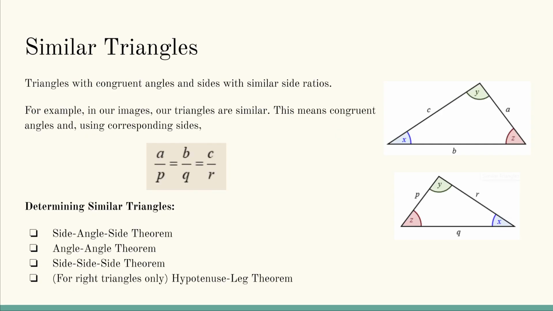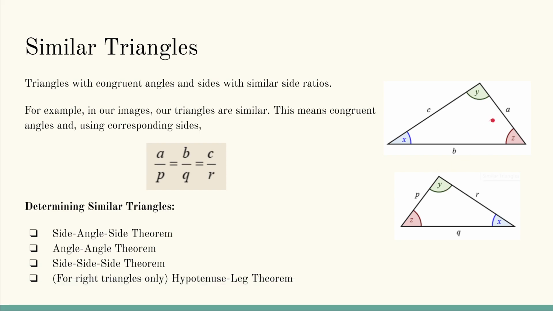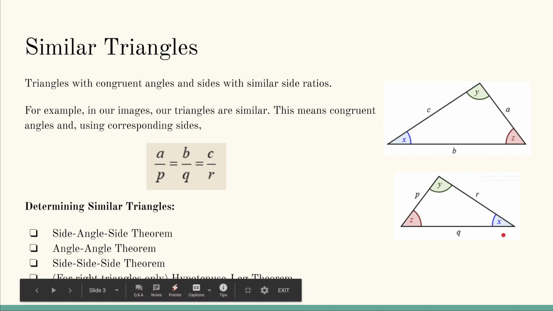So now we have similar triangles. Similar triangles are basically triangles with congruent angles and sides with similar side ratios. So for example, in these two triangles, these are the side ratios, and notice how these angles are congruent. But also notice that they are corresponding sides. So the side between Z and Y and the corresponding side in the other triangle have a ratio, and this ratio is shared with the side between angle X and Z, so B and Q, and the side between X and Z in the other. So that's the ratio. Right.